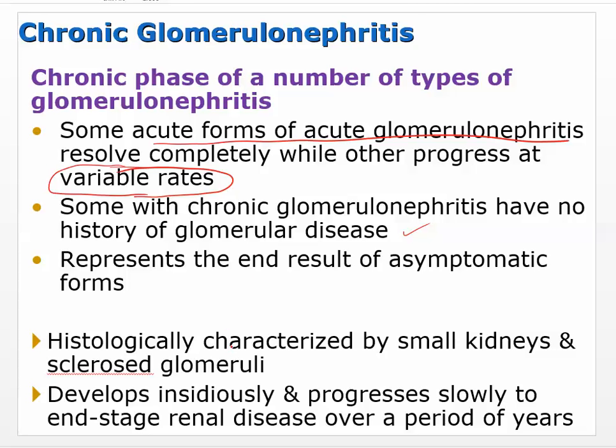So it's characterized by small kidneys and sclerosed glomeruli. That means a buildup of products, whether they're fibrous or some other kind of cells, within the glomerulus. It develops insidiously, slowly, and progresses slowly to end-stage renal disease over a period of years.